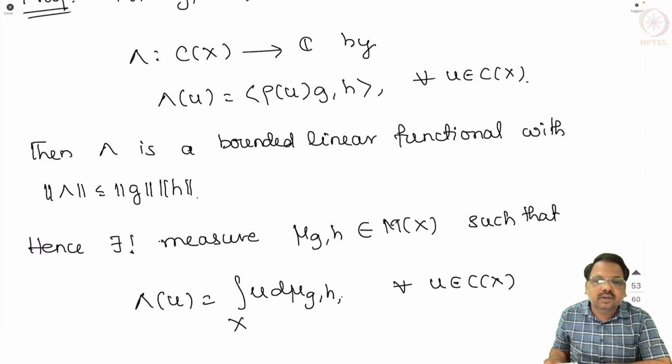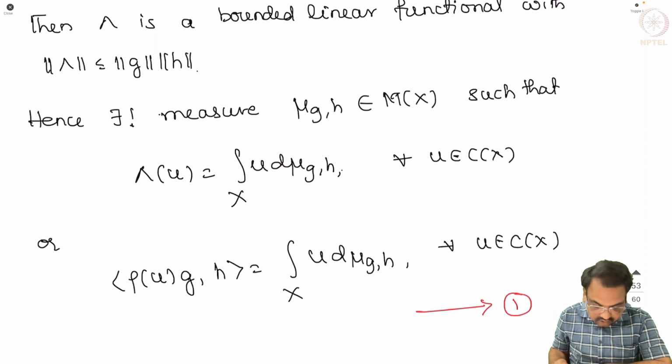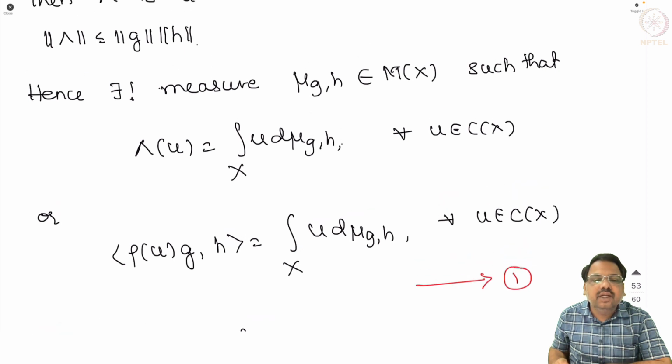Now if you write down what lambda(u) is, we know that lambda(u) is nothing but the inner product of rho(u) g with h. So we get that the inner product of rho(u) g with h is nothing but the integral over X of u d mu_{g,h} for every u in C(X). Let us call this equation 1.